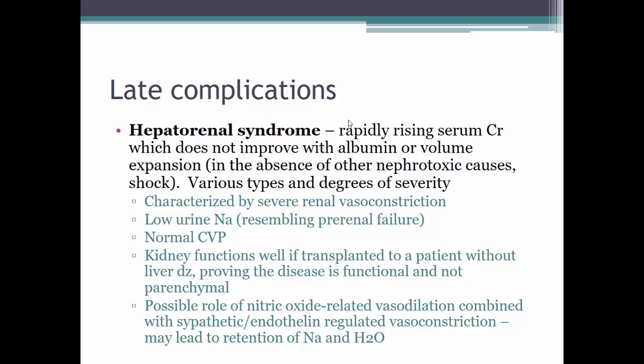So basically, the patients would have the same signs and symptoms of an acute renal failure. The treatment could be a combination of vasoconstrictors, which is midodrine or sandostatin, or up to transplantation or TIPS procedure. In addition, patients could have nitric oxide or endothelin that regulate vasoconstriction and lead to retention of sodium and water to improve this.